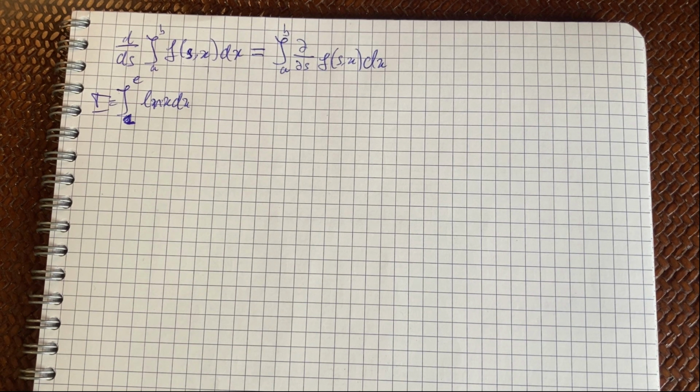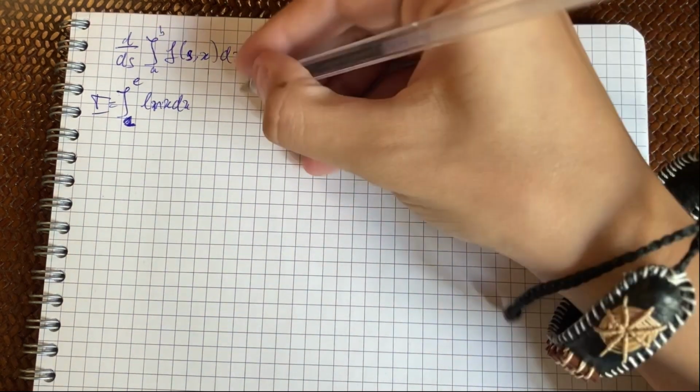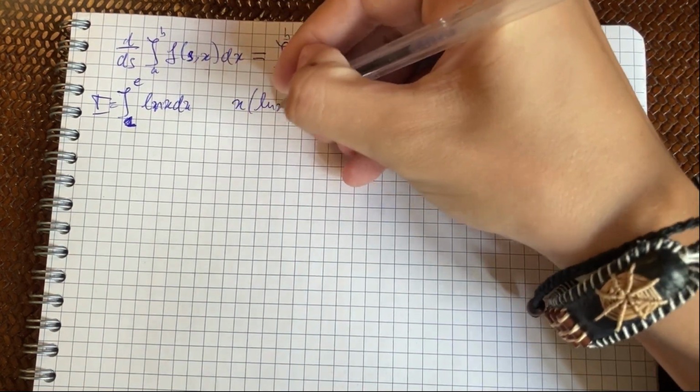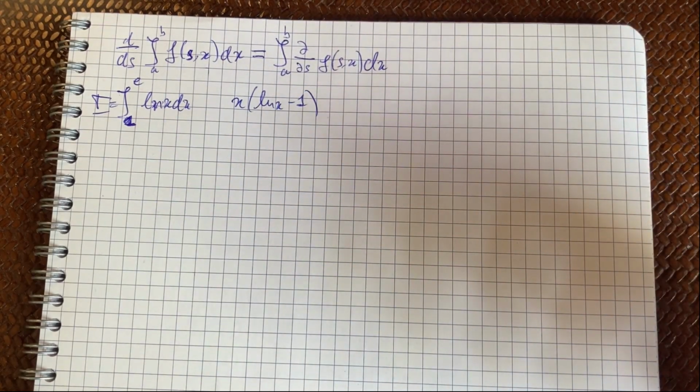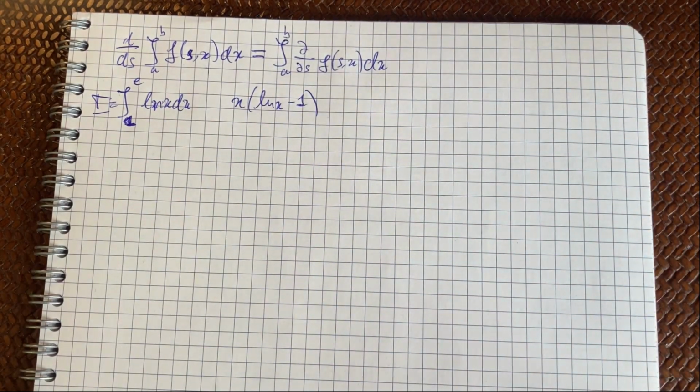If you know an antiderivative of log x, for example, x times (log x minus 1) plus c, that doesn't matter for definite integrals, you take the value of this antiderivative at e minus the value at 1, and you have the value of this integral. But if we want to use Feynman's technique, we can do things differently.